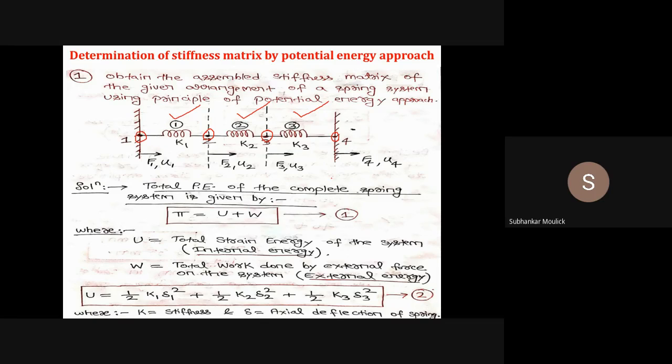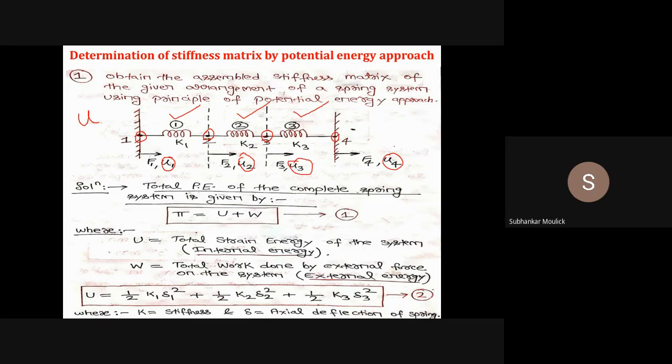Let us assume that, by looking at this arrangement, the spring can displace linearly along the x direction. So let us assume that u is the linear displacement. Fine. Then assume that node 1 has a displacement value u1, node 2 has displacement value u2, node 3 has displacement value u3, and node 4 has displacement value u4.